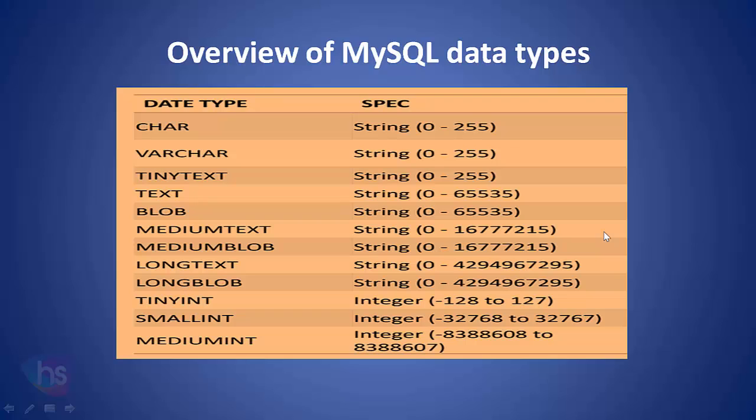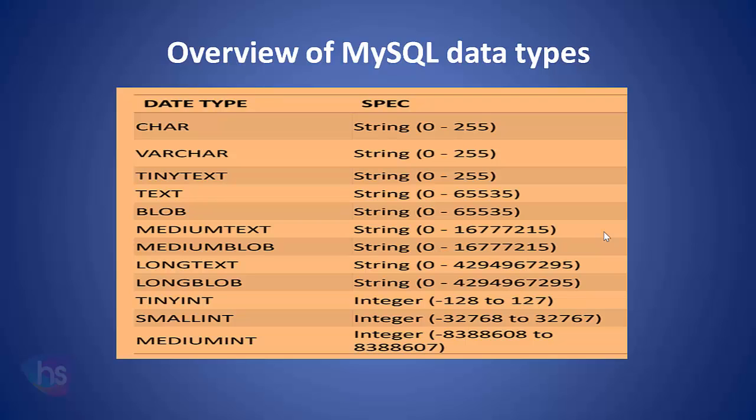See, an overview of MySQL data types. Char is the data type which supports a string; we have to specify the maximum length of characters to store, from 0 up to 255. If we choose varchar as the data type, it is also a string, and 0 to 255 characters will be stored there. And tiny text.